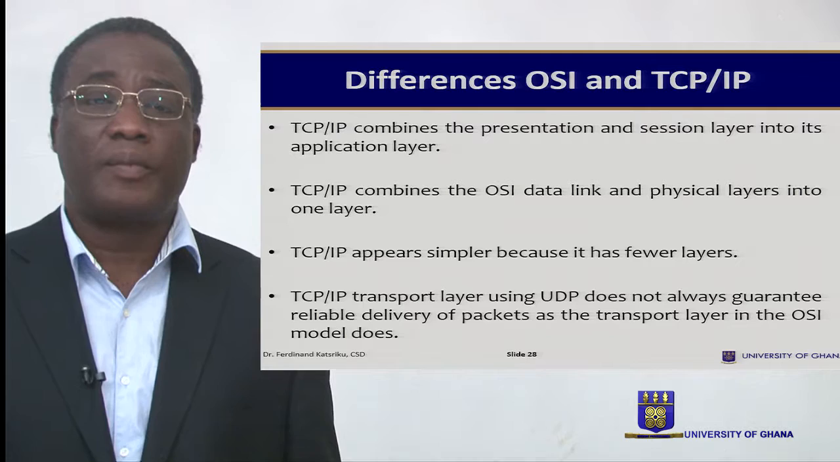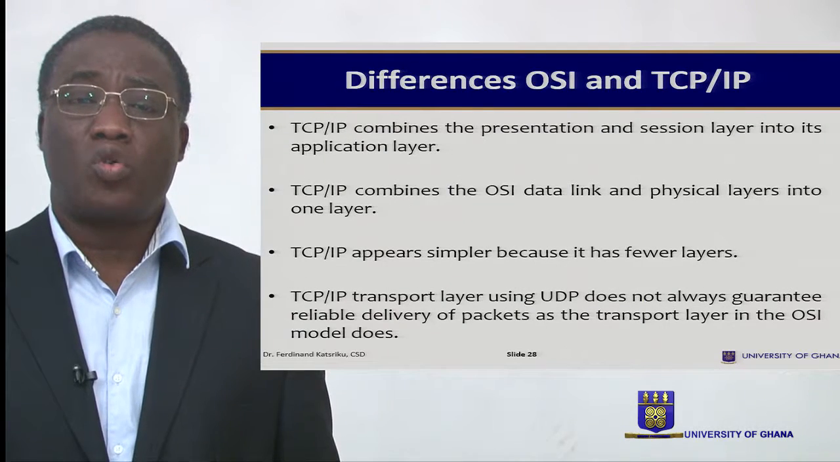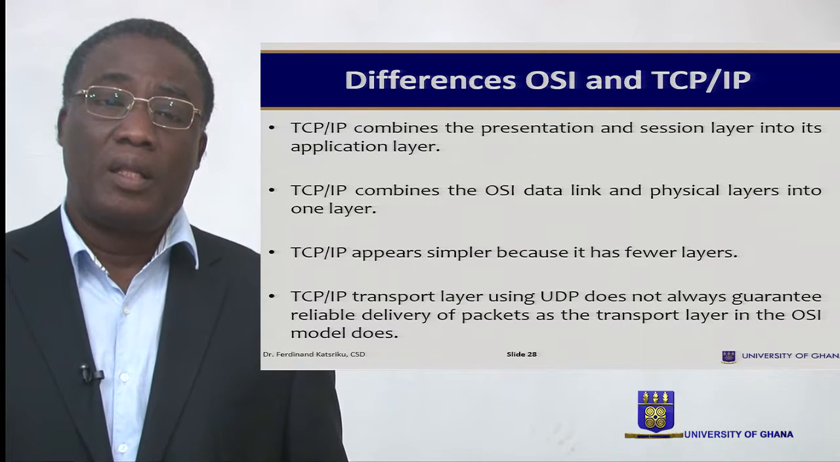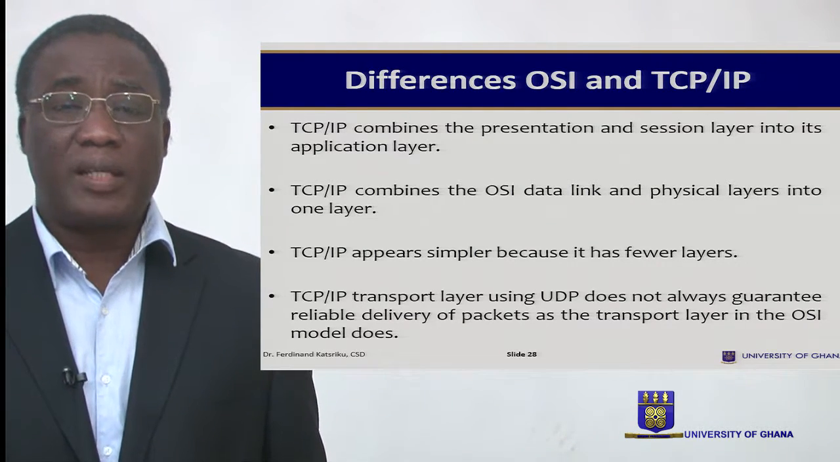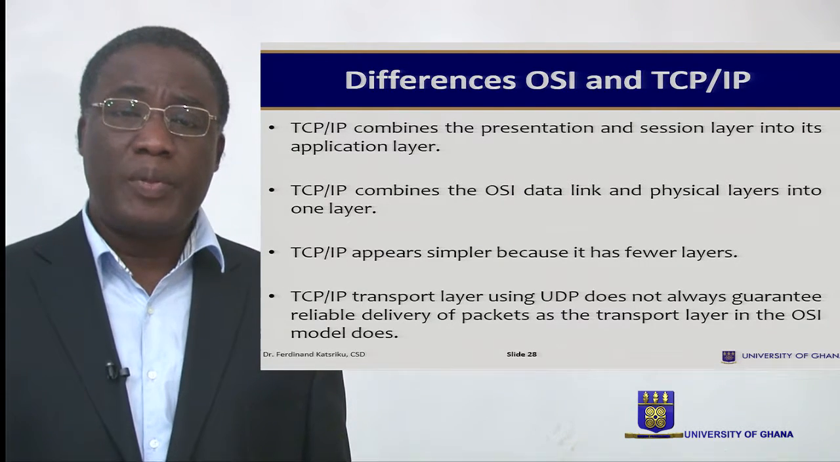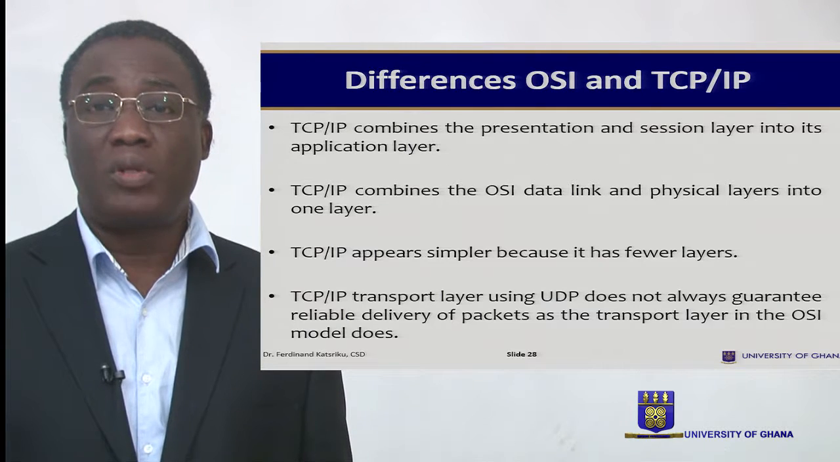What are the differences then? TCP/IP combines the presentation and session layer into its application layer. So it combines the two layers in the OSI model into one layer. The TCP/IP also combines the OSI data link and physical layers into one layer. The TCP/IP appears simpler because it has fewer layers. Other than that, it does practically the same functions. The TCP/IP transport layer using UDP does not always guarantee reliable delivery of packets, as the transport layer in the OSI model does.